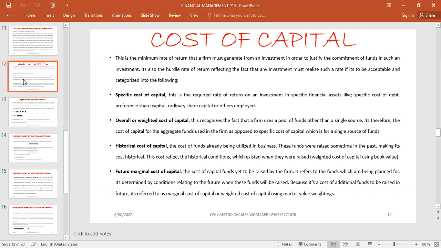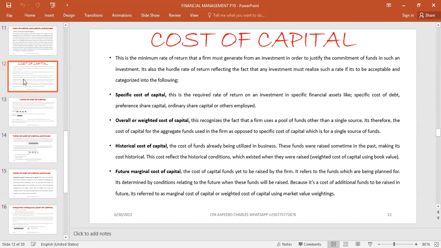Then the last one, we have the future or the marginal cost of capital. This future marginal cost of capital is, as the word suggests, and the word marginal means additional. So this is the capital we are hoping to add into the business. It is futuristic. It means that we are planning to put in other sources of capital, either from debt or from the owners, or maybe we are expecting to issue more shares to the public so that we can be able to raise more capital.